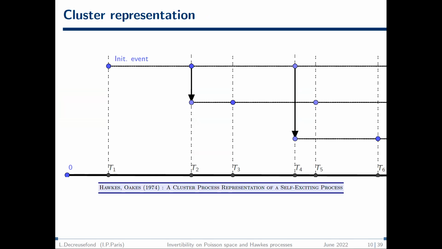That's all. So this is the cluster representation, which dates back to 1974 of Hawkes and Oakes. So you have an initial event with its replicas, and this one generates some replicas, and this one generates some replicas, and this one I didn't draw, but this one will generate some replicas, and so on and so forth. This is one way to simulate the Poisson-Hawkes process.